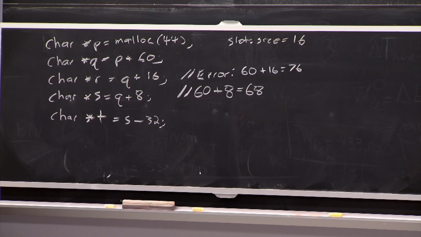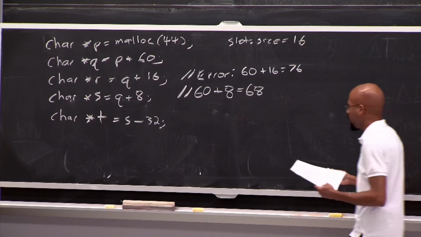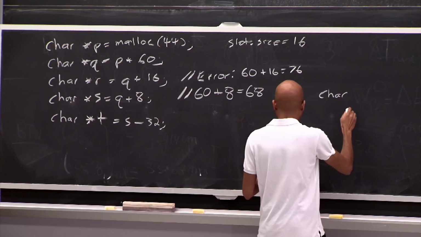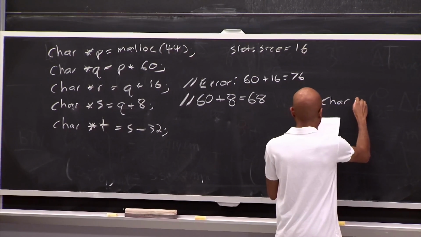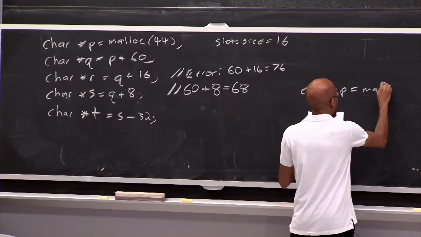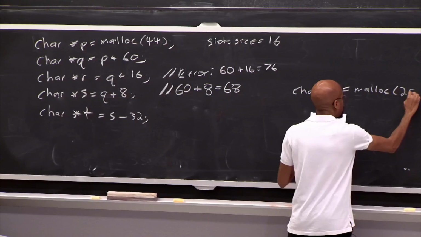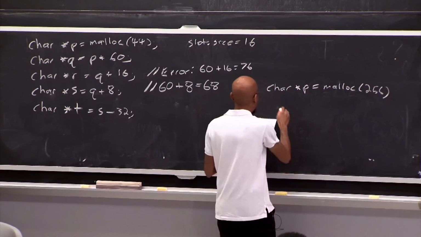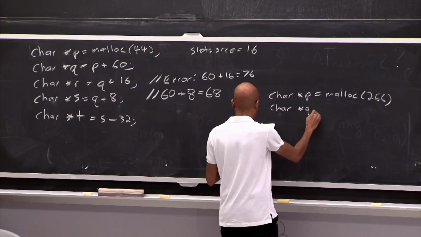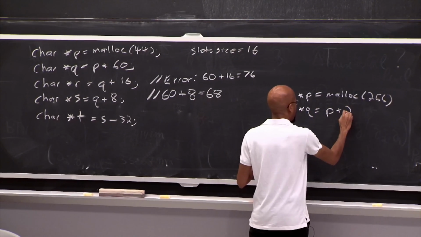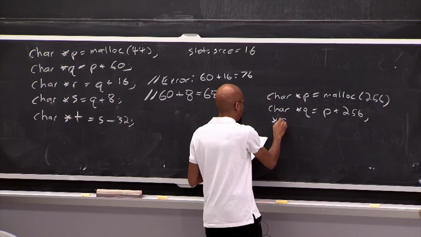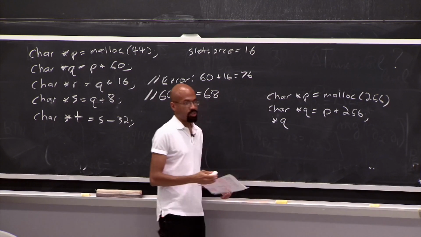All right, so hopefully that should all make sense. Just to very briefly review the homework question: if you understand this, the homework question should be pretty easy to understand. So we had a character pointer. We malloc 256 bytes to it. And then we declare character pointer q that's going to be equal to that pointer plus 256. And then we essentially try to dereference this pointer.